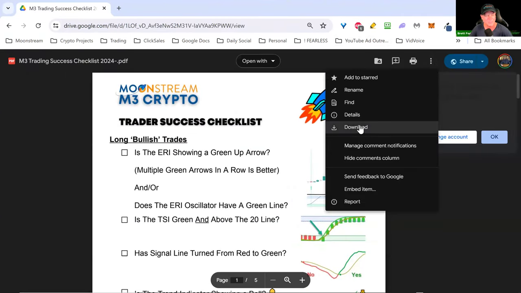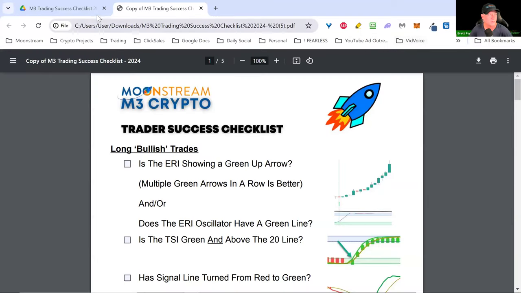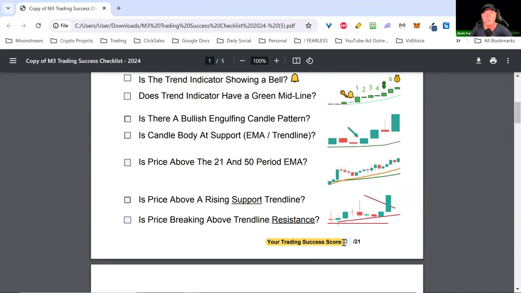So what you have to do, just download this, open up the PDF, because it's an interactive PDF. And that way I'll show you how to use this as your trade success checklist. So you can see that checking off these various buttons will give you a trade success score down the bottom.